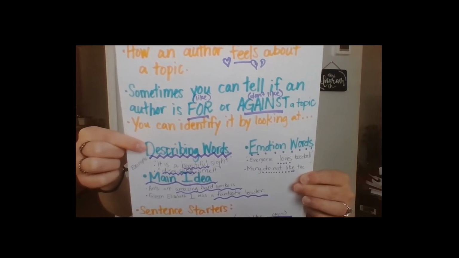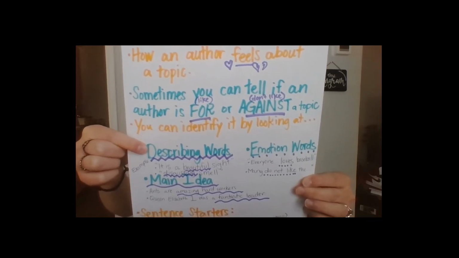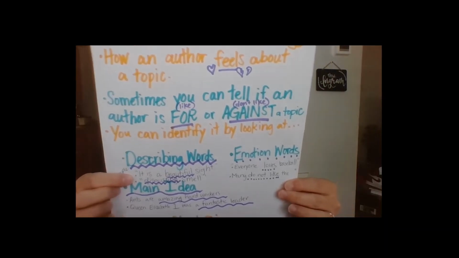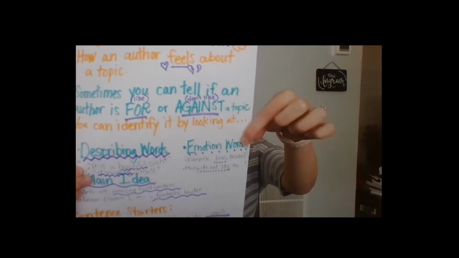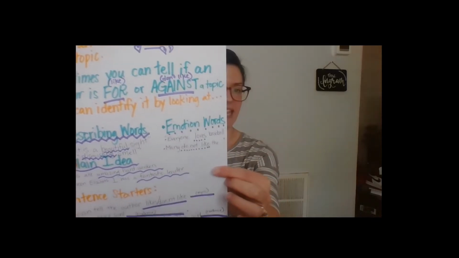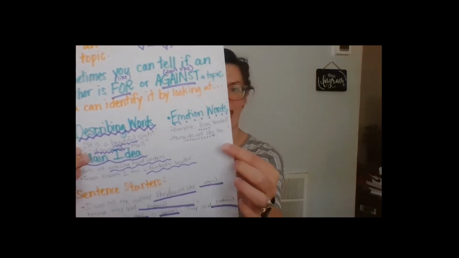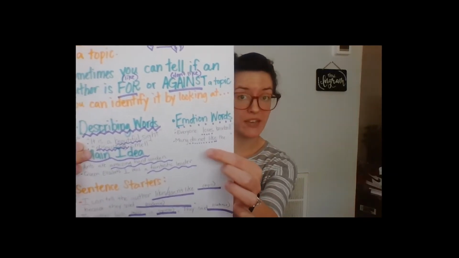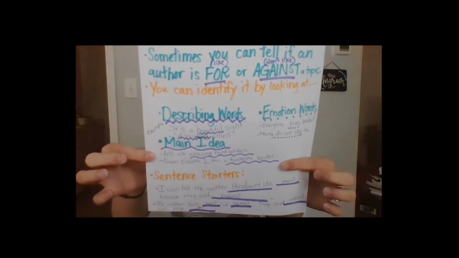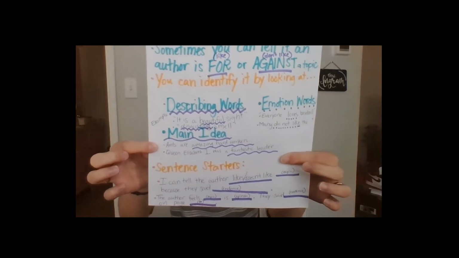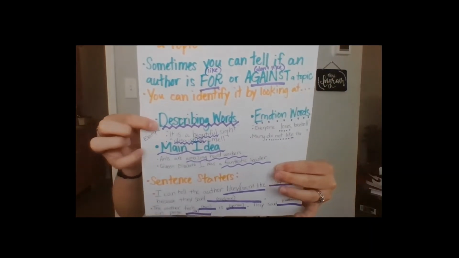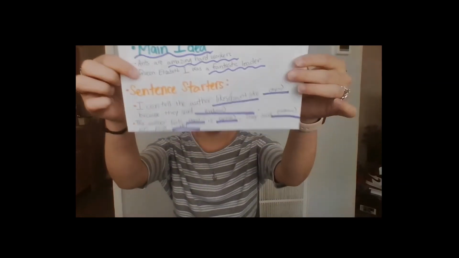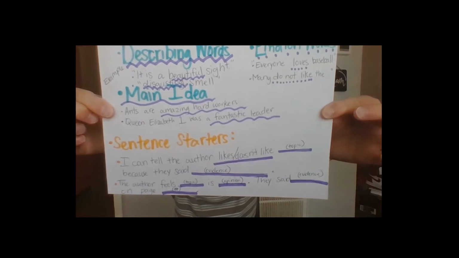Do they say it's important? Do they say it is beautiful? Do they say it's amazing? Do they say it's horrible, disgusting? Are they using emotion words? Are they saying that everybody loves it, that they hate it, that they think it's a waste of time? Those emotion words give us a clue too. And sometimes that main idea can help us. Sometimes they will use those describing words or their emotion words in the main idea. And then down here at the very bottom, we have sentence starters that you can use to help you.